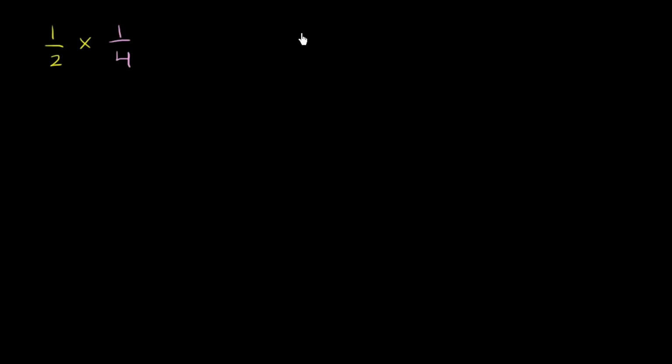Let me take a whole here, and let me divide it into fourths. So I'll divide it into 4 equal sections. And so 1/4 would be one of these 4 equal sections. But we want to take 1/2 of that. So how do we take half of that? Well, we could divide this into 2 equal sections and then take one of them.